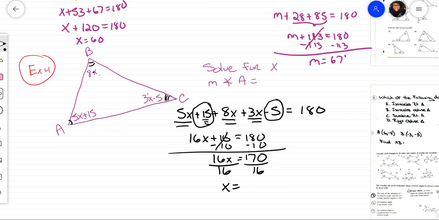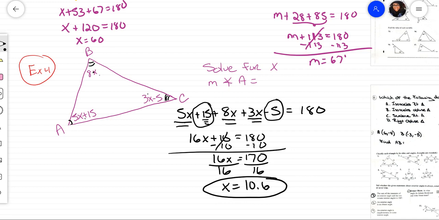All right, so I'm going to do 170 divided by 16. And I get 10.625, but I'm going to round it to 10.6, just to the nearest tenth. For 90%, 99% of the problems, I'll probably tell you guys to round to the nearest tenth. So that can be our MO, just to pretty much do that.